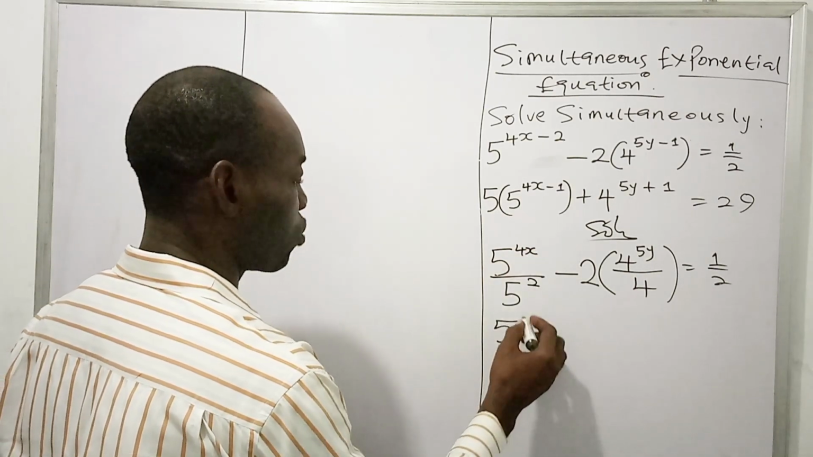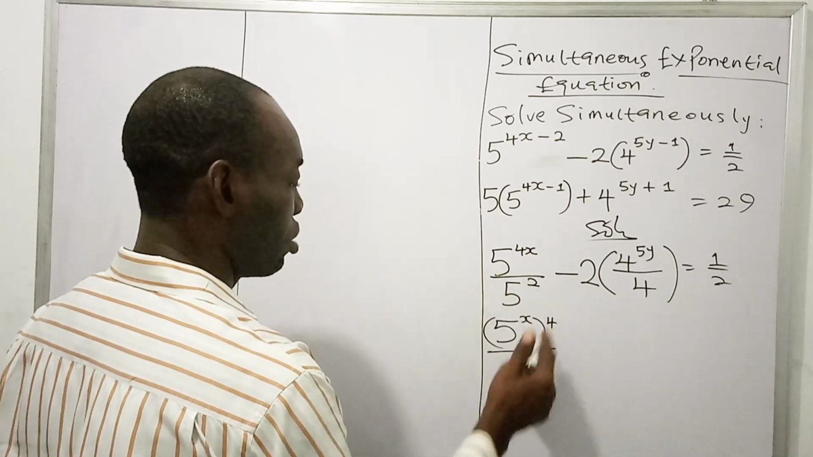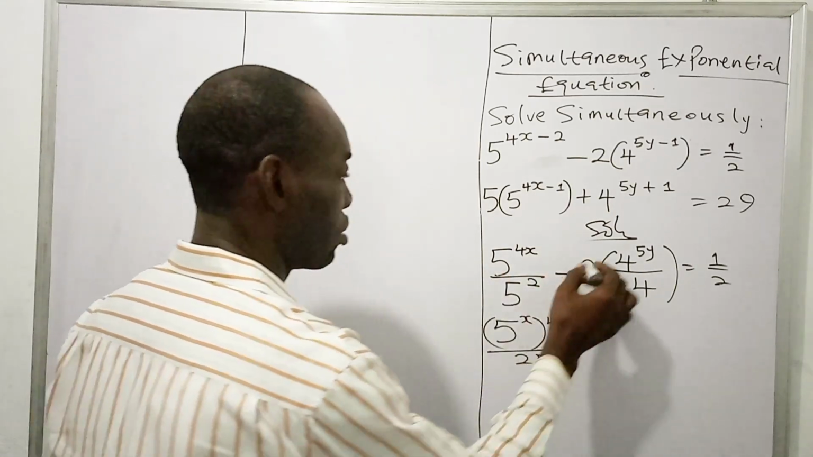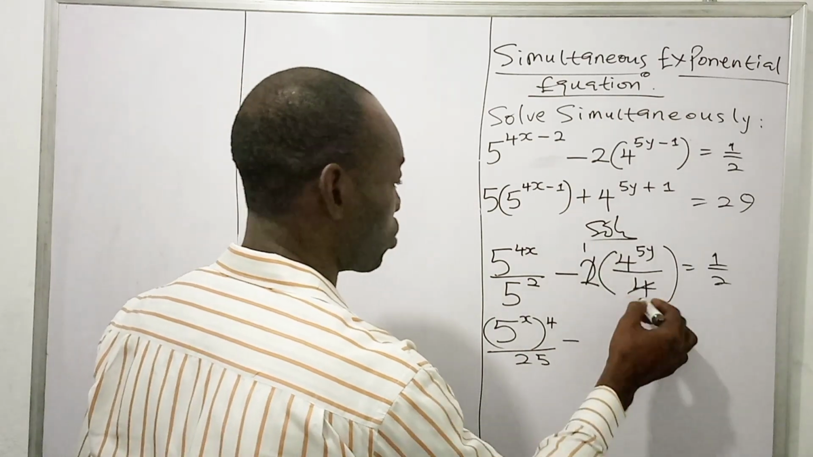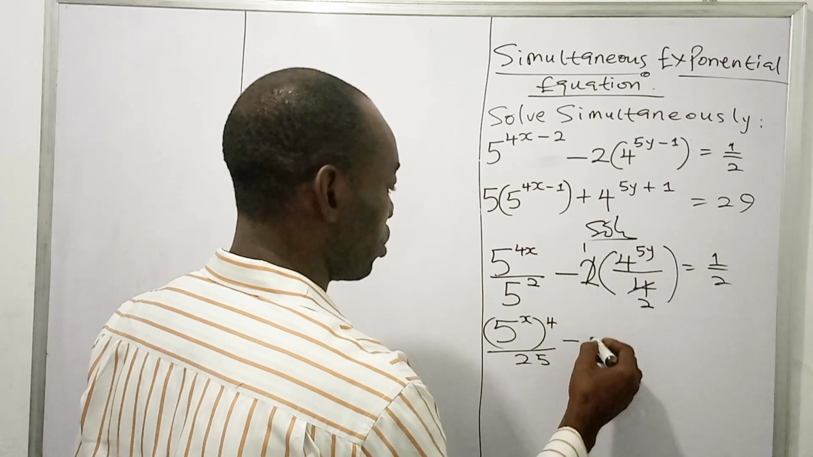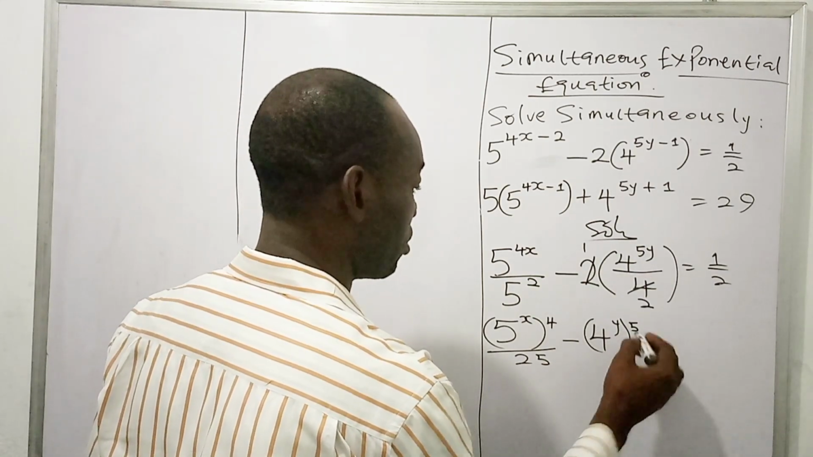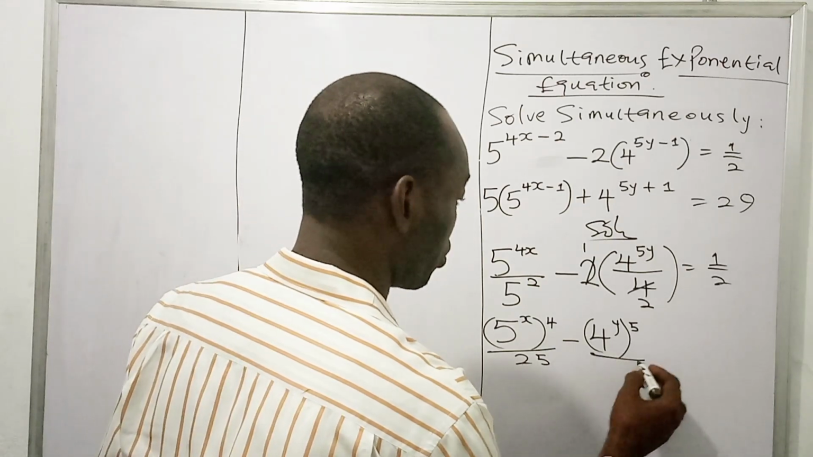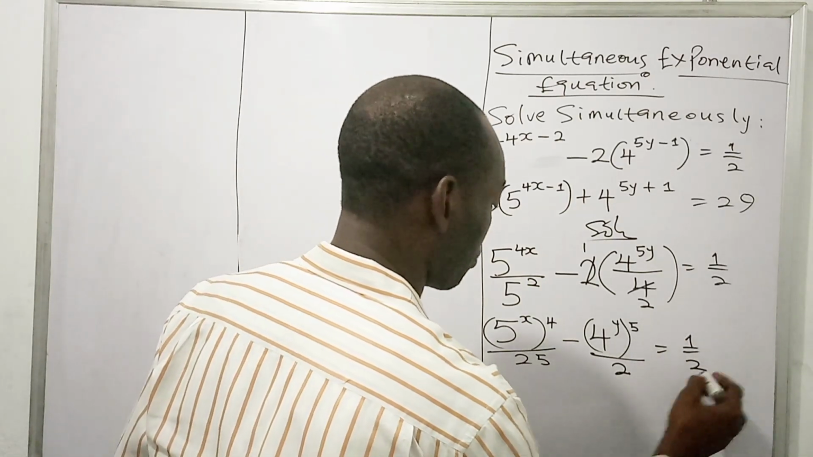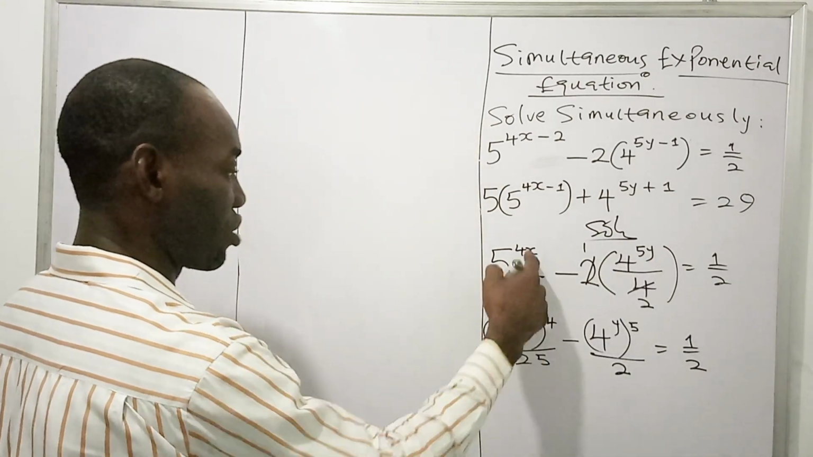Now from here, we can express this 4x as 5 raised to the power x, all raised to the power 4. In the denominator, that's 25 already. Then minus here, don't forget 2 cancels, here is 1, here is 2. We can also express this 5y as 4 raised to the power y, in bracket, raised to the power 5, all raised to 2. Then we have 1 raised to 2, because y times 5 will give us our 5y, so also x times 4 will give us our 4x.